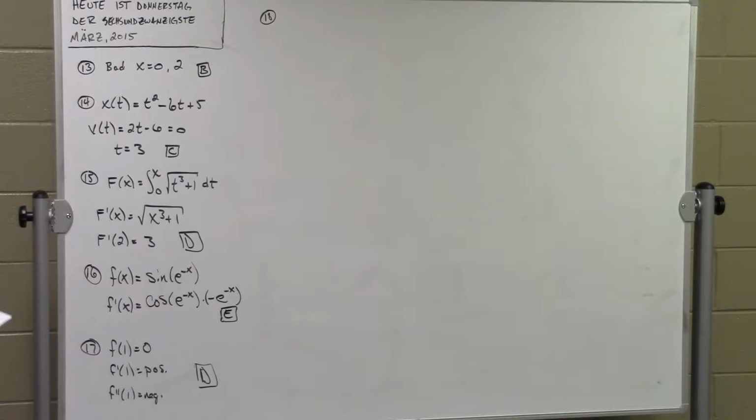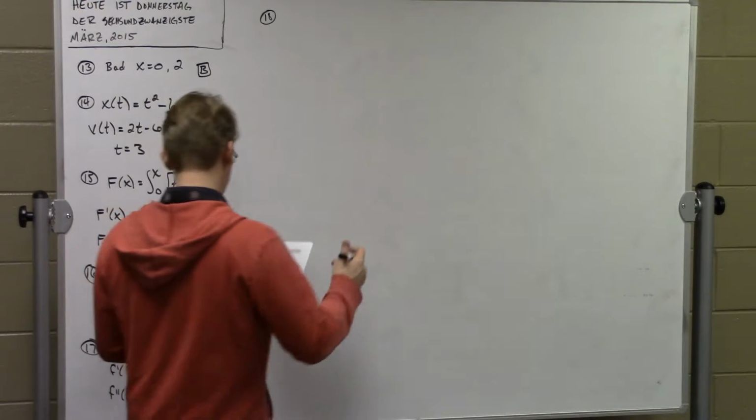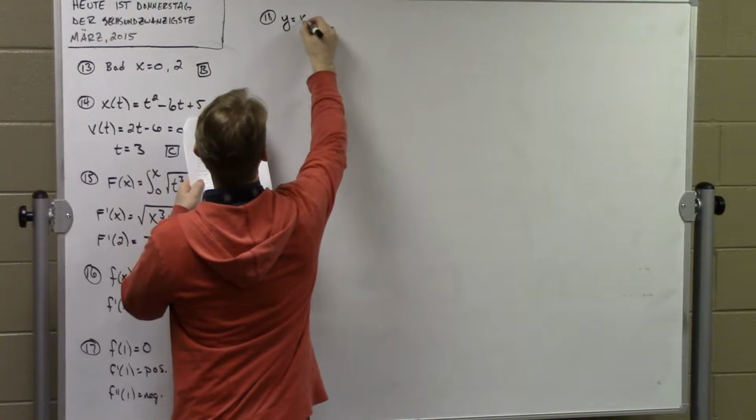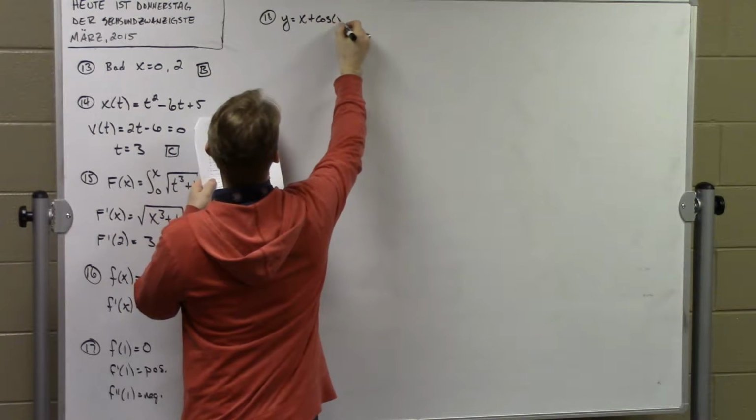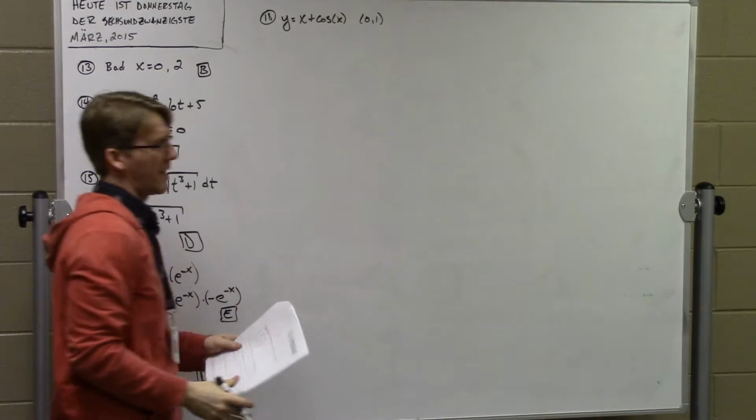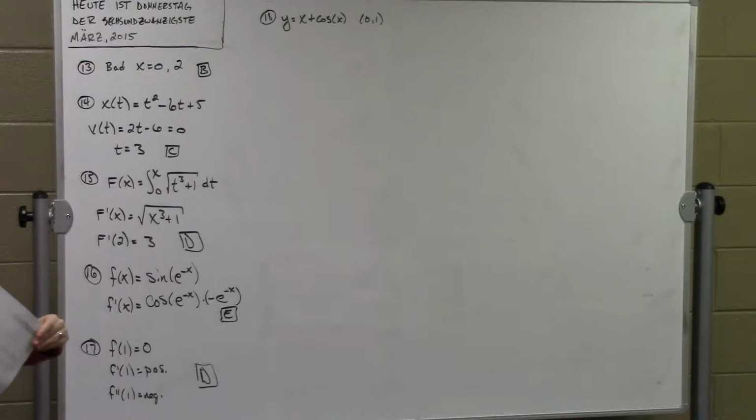What are we up to now? 18? 2 A's. An equation of the line tangent to the graph, okay, yawn fest, here we go. Y is equal to x plus cosine of x at the point 0, 1. They want a tangent line.